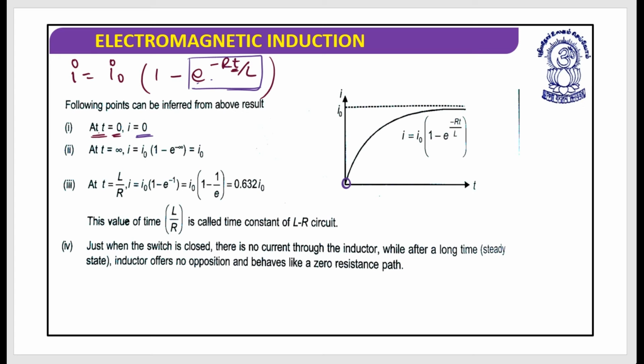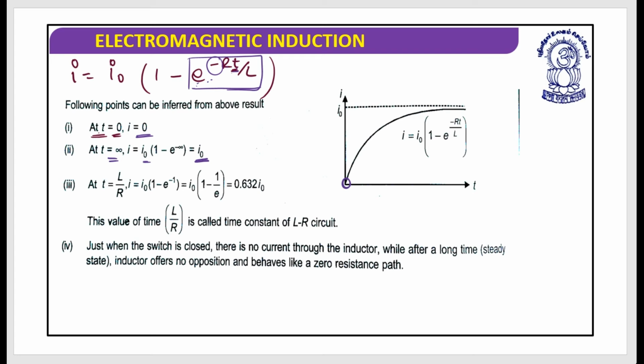Now let's look at t equals infinity. At t equals infinity, this is e to the power minus infinity, which would be 0, and I am left with I equals I naught into bracket 1 minus e to the power minus infinity. So at t equals infinity, I will be given as I naught.